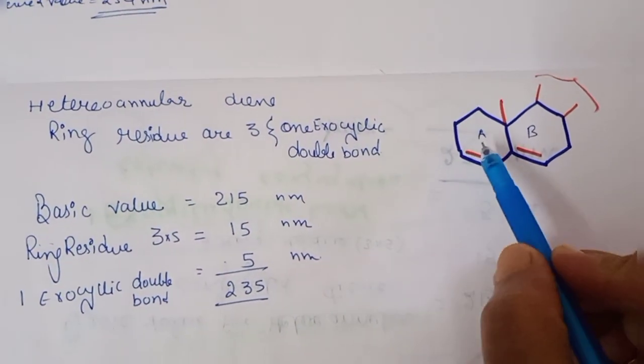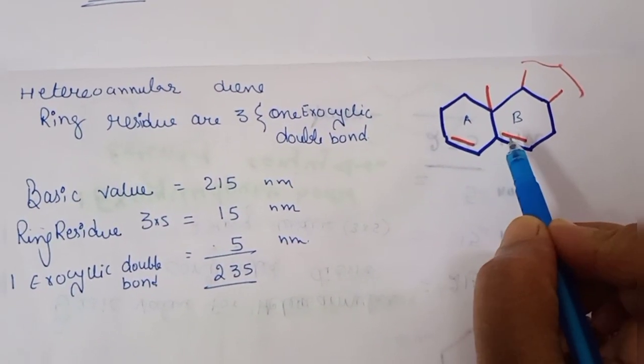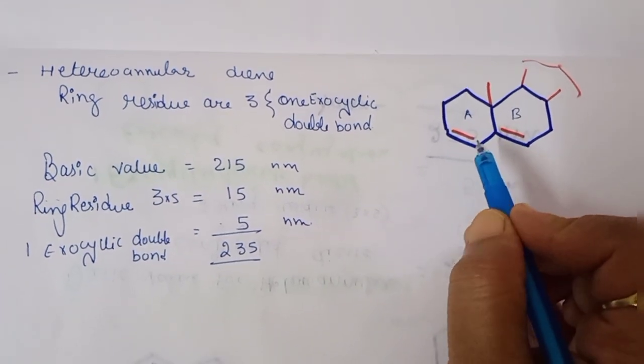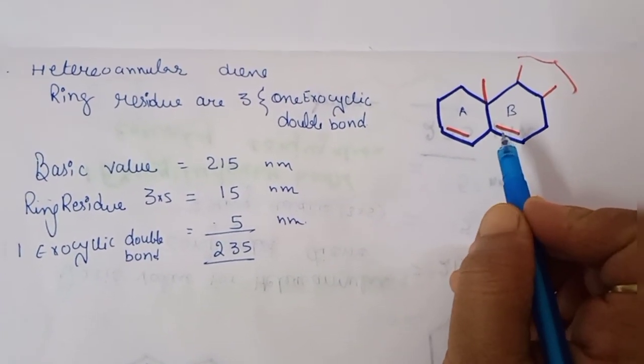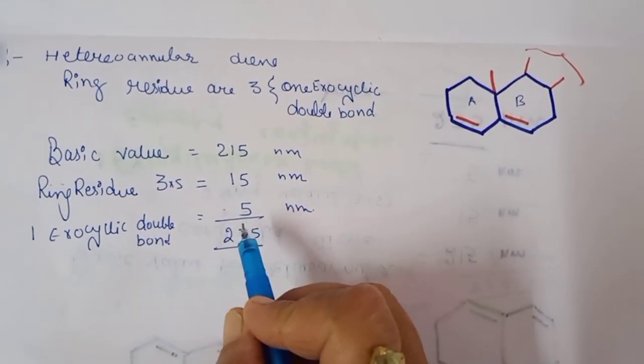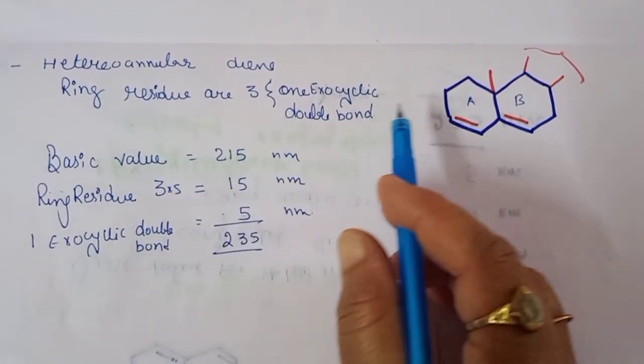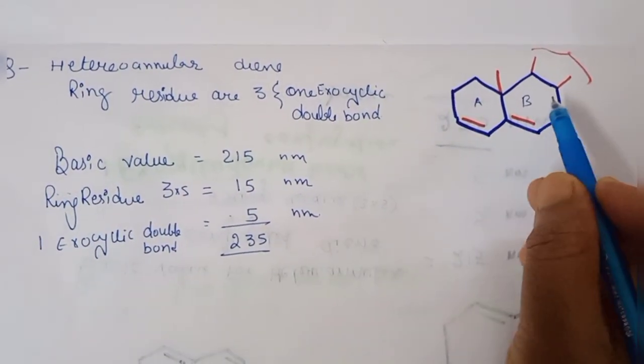Then see students, this is ring A and this is ring B. This red bond is an exocyclic double bond for ring A. So we will write here one exocyclic double bond, and we will add +5. Now the next thing is that 3 ring residues are present here. So how will we calculate the ring residues?